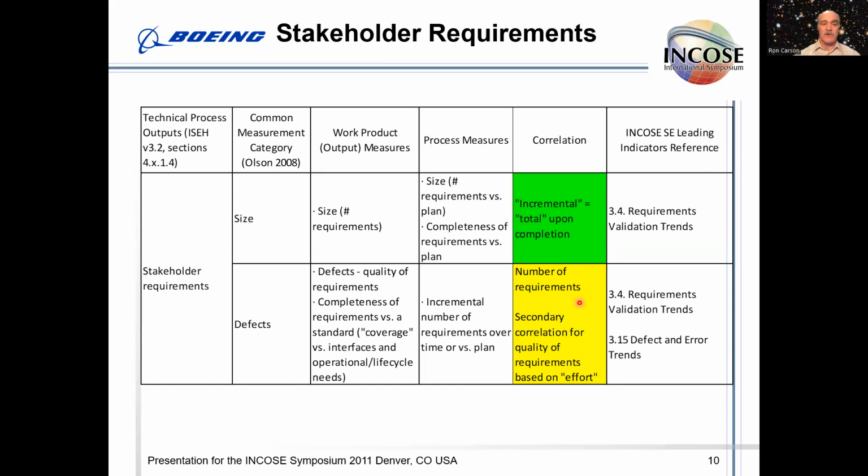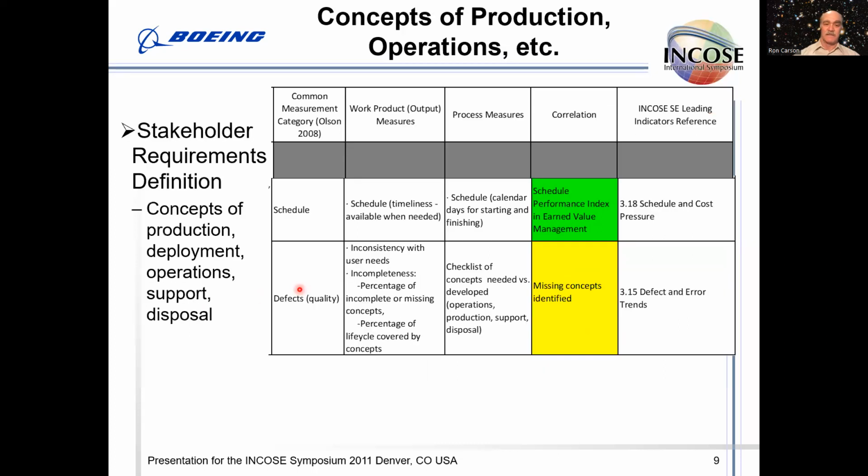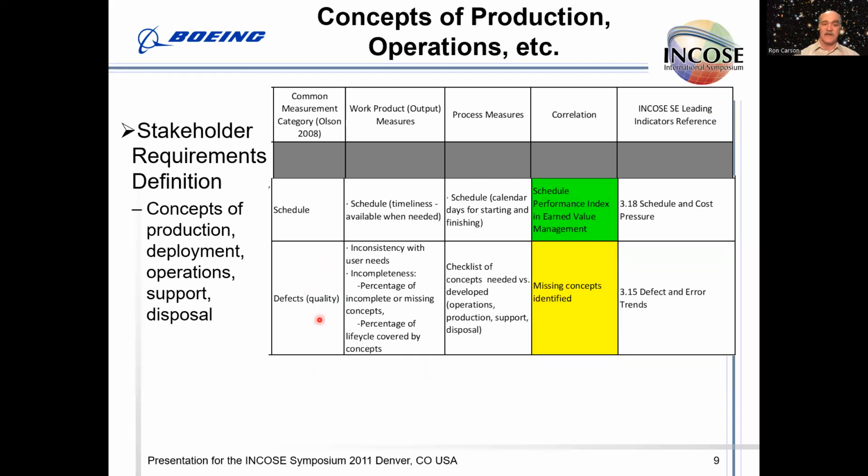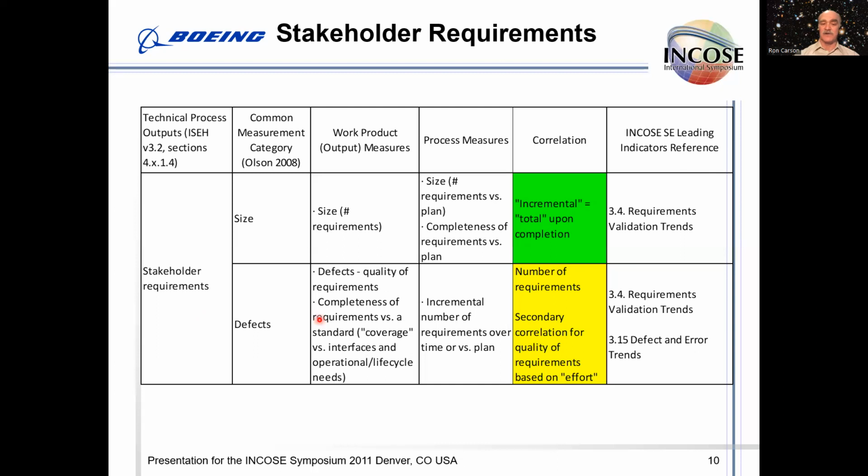Again, for the stakeholder requirements process, one of the key outputs would be stakeholder requirements. And for the rest of the tables, since the intermediate categories of effort and cost and schedule are all covered by earned value management, the rest of the tables only look at size and defects as being perhaps unique to the specific work product. So we've gone from 5 categories to 2 categories.